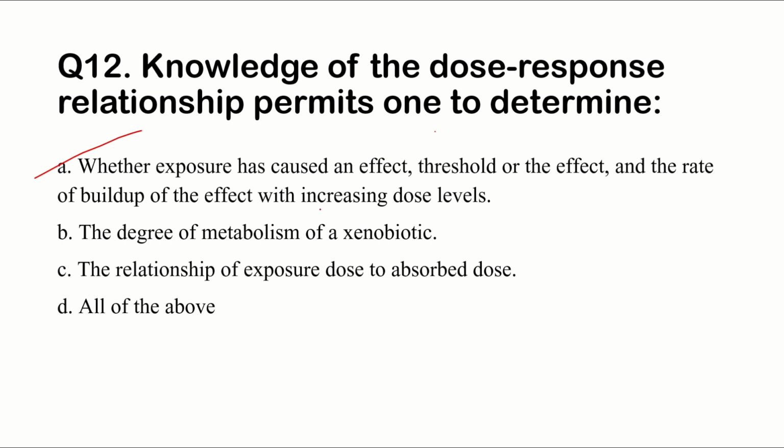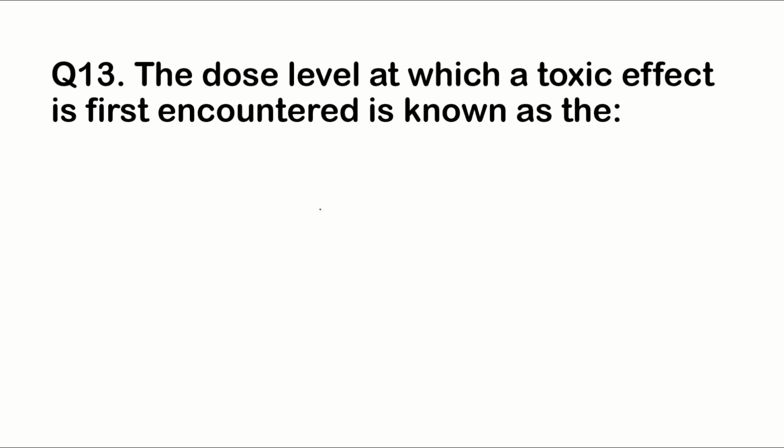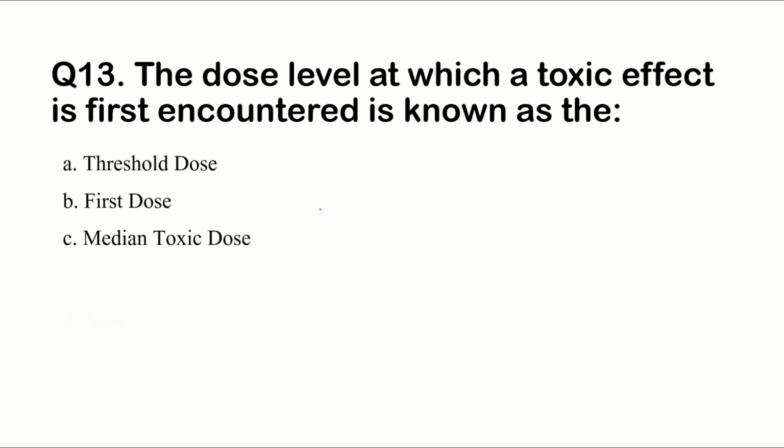Okay, so next question. Question number 13, the dose level at which a toxic effect is encountered is known as, A, threshold dose, B, first dose, C, median dose, toxic dose, and D, none. So the right answer is option A. The dose level at which a toxic effect is first encountered is the threshold dose.